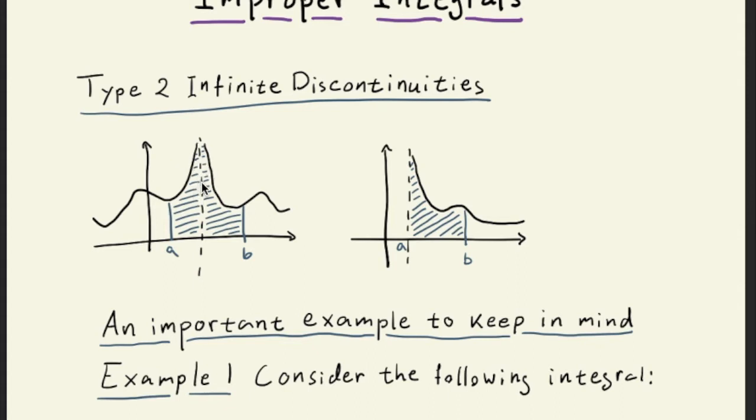In that case, you have to be very careful when you're evaluating the integral to figure out whether this area here is finite or not. There are two cases, and they're very, very similar. Either your discontinuity is right in the middle of your interval, or it happens on the boundary like this. In this case, we're integrating from A to B, and the discontinuity is right at A.